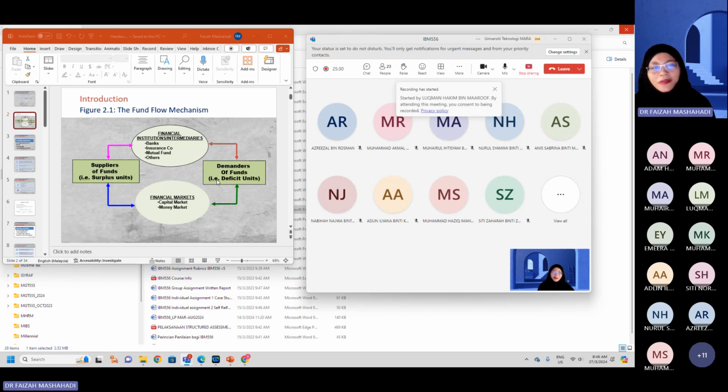Can the deficit unit specifically target a specific surplus unit to purchase their bonds? Is it possible to do that? The deficit unit, wait, hold on. The deficit unit tries to target the surplus unit for 1 million. Yeah, is it possible?